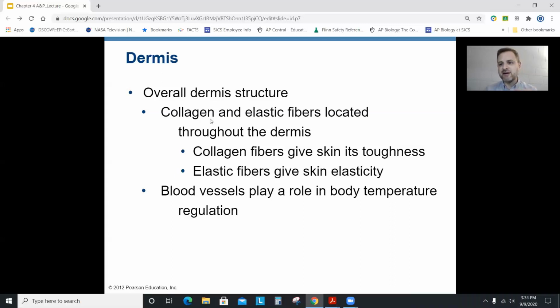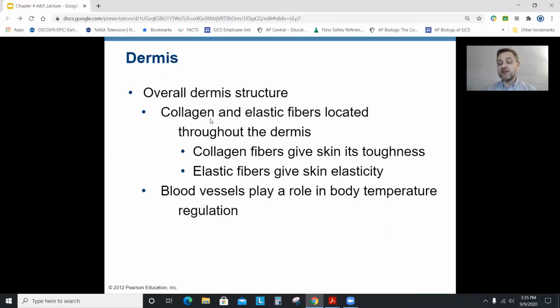Having that layer of fat under your skin makes your skin look healthy, makes it look filled out. When you lose that, your skin gets wrinkly and saggy. Blood vessels in the dermis also play a role in temperature regulation. Again, you get too hot, you sweat. You get too cold, you shiver.